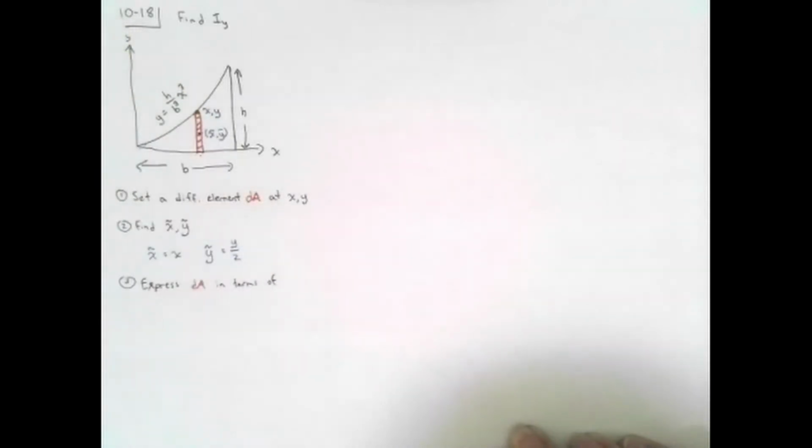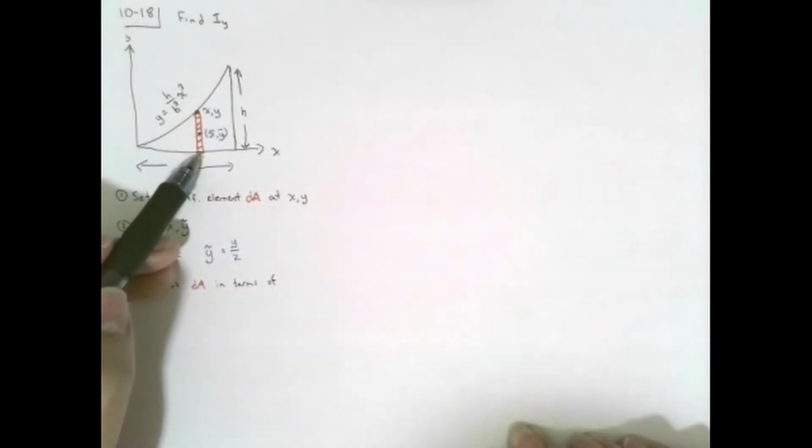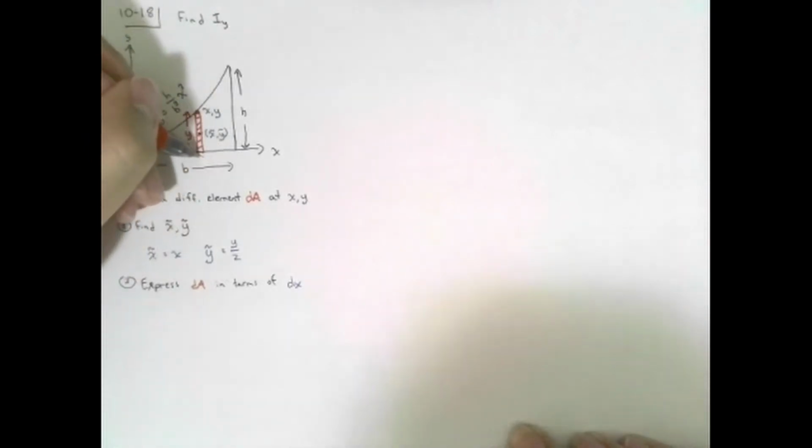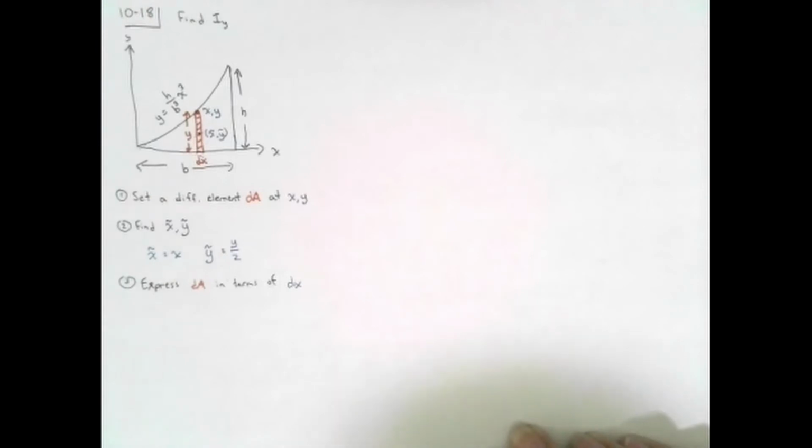After that, we want to express our area dA in terms of our differential dimension. If you look at this element, the differential dimension is dx. Therefore, we're going to express dA in terms of dx. So what do we have when we look at this element? This element, as you can see here, has a height of y and has a base of dx.